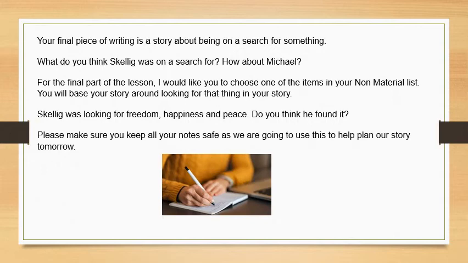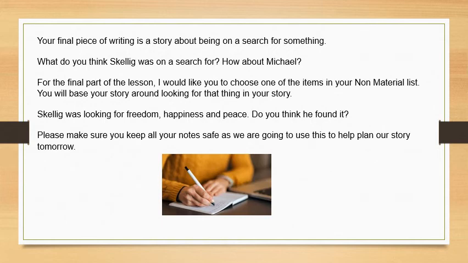Okay, so your final piece of writing is going to be about being on a search for something. What do you think Skellig was on a search for, and how about Michael? So have a think. What was Skellig looking for? So in my thinking, I think Skellig was probably looking for freedom and peace and happiness. And maybe Michael was probably thinking the same thing, that he wanted freedom from stress and anxiety and he wanted happiness and he wanted peace, and he wanted his sister to get better. So there were lots of things that are similar to the wants for him and Skellig.